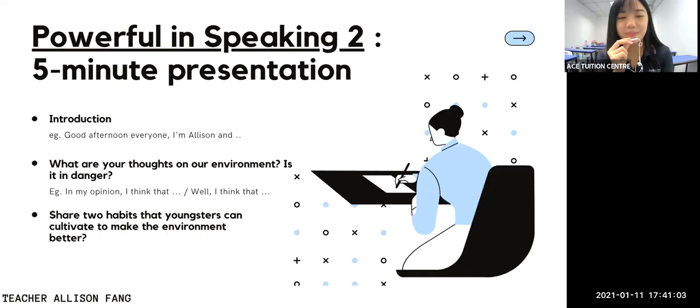So for those students who haven't prepared yet, I think it's fine because during the exam, you also can't prepare in advance. You have to prepare right on the spot. So you have to prepare on the spot lah.